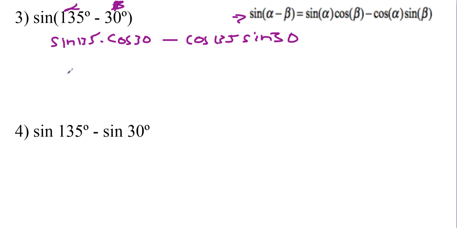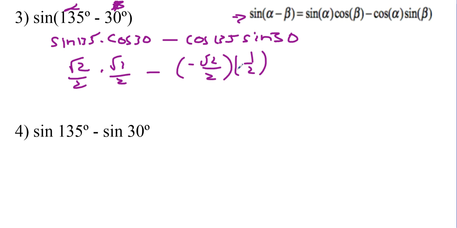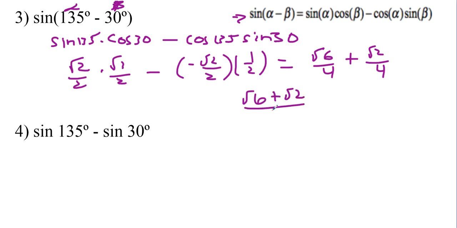Alrighty, so this is going to be root 2 over 2 times root 3 over 2. And then you're going to subtract. Now cosine of 135 is a negative root 2 over 2, so I'll put that in parentheses real quick. And then we got 1/2 for sine of 30. So let's clean it up. That multiplies straight across. That's going to be root 6 over 4. And a negative times a negative is a positive, so root 2 over 4. So that's just root 6 plus root 2 over 4.